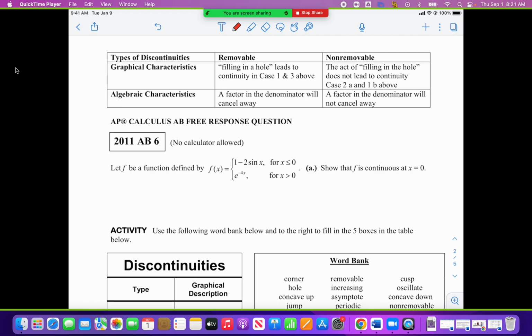All right, so the first thing you have to do, and we're going to practice this, there are 3 conditions that must be met. We need to show what f of 0 is. So which row would I plug into for f of 0? Do I plug in the top or the bottom? Top. So we're going to write 1 minus 2 sine 0.